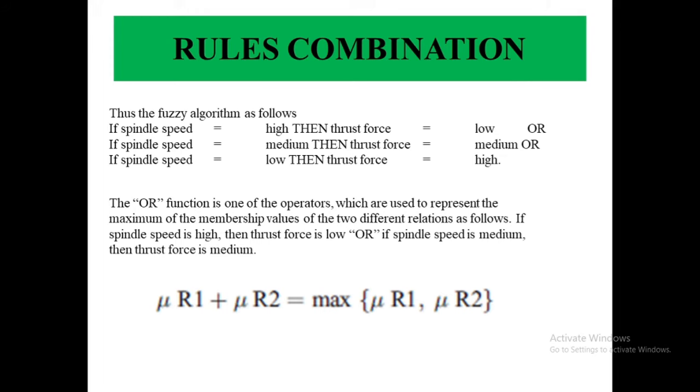In the same way, I prepare the rules combination for my next operation. Here, what is OR? The OR function is one of the operators used to represent the maximum of the membership values of the two different relations as follows. If spindle speed is high, then thrust force is low, or if spindle speed is medium, then thrust force is medium, or if spindle speed is low, then thrust force is high. And likewise, I form the rules combination algorithm. Here the mathematical notation is available: mu R1 OR mu R2 is equal to maximum of mu R1 comma mu R2. We will discuss it later.